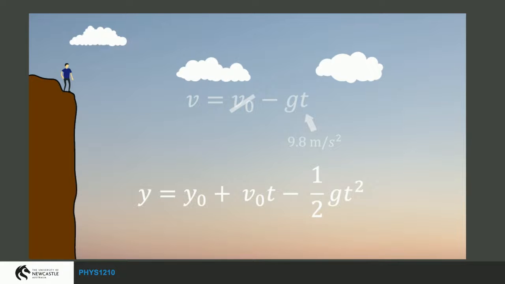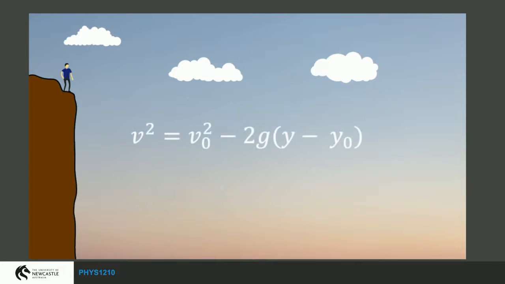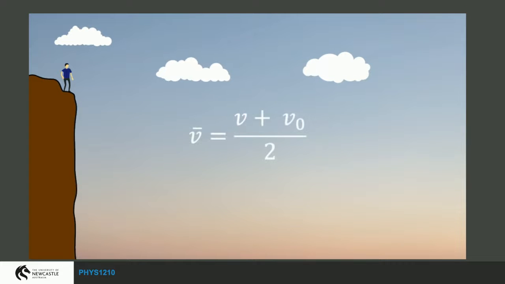If you come across a problem where you don't know the time, the next two equations are useful. One to determine the velocity: v squared equals v naught squared, minus 2g, the gravitational acceleration, times the difference in the y direction, so y minus y naught. And another one, to calculate the average velocity: the average velocity is equal to the velocity plus the initial velocity, over 2.